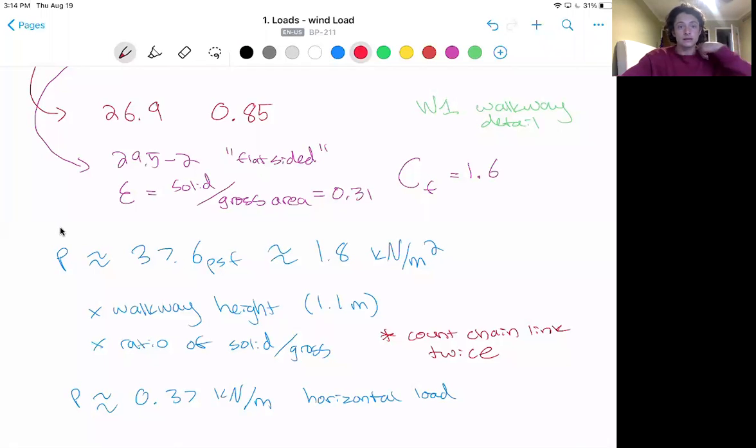Additionally, I can also count the cable area twice. And that'll bump my number up to approximately 0.43 kilonewtons per meter, which is even closer to that 0.5 kilonewtons per meter that we get from Helvetas. And this is a good check that we're actually under that value. We don't want to be over that value because then we've been using a number that is too small.